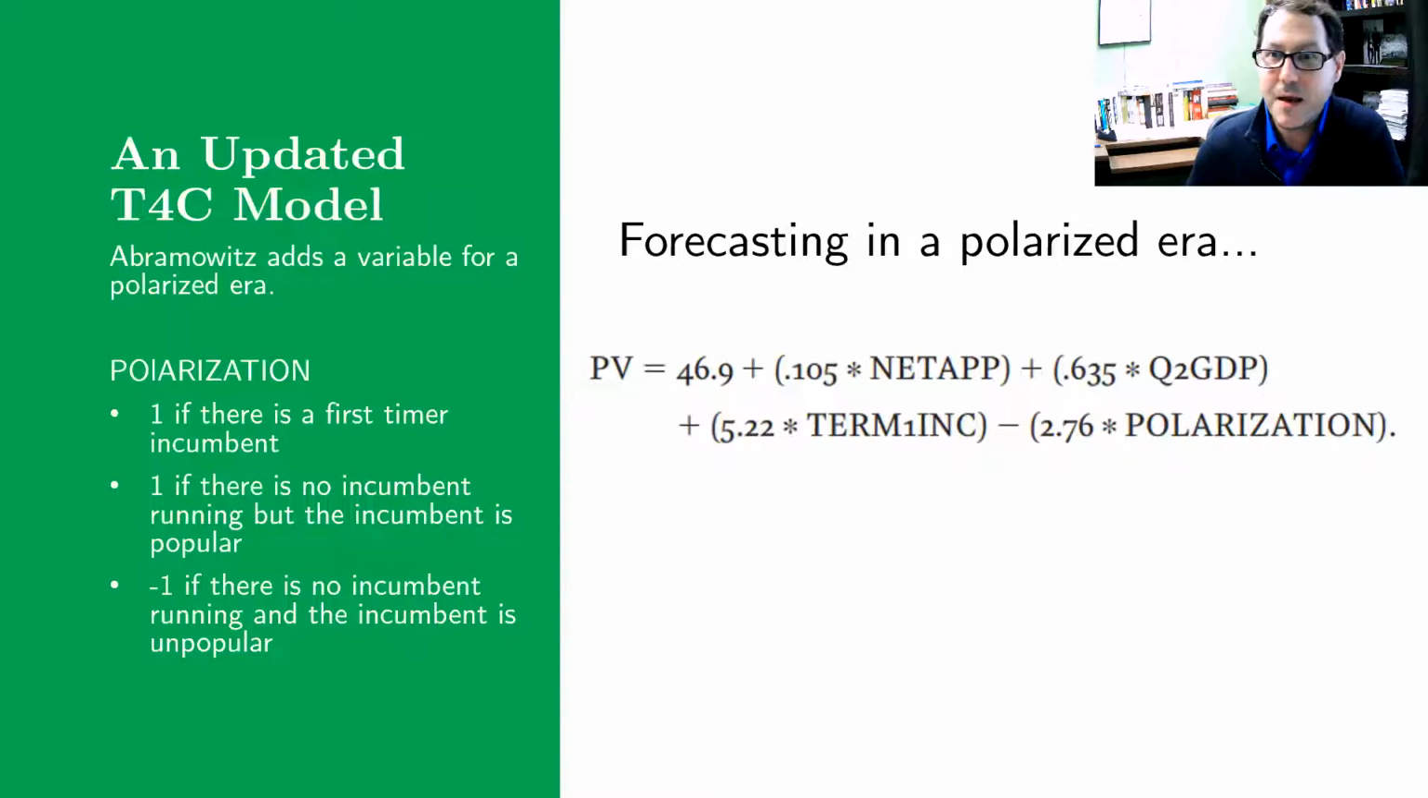And so he adds an additional variable. He adds in this polarization variable. And he says basically after 1992, the fundamentals stop mattering quite as much, right? People stop caring about whether the economy is doing well or not. Or maybe that's not true. Maybe they're viewing the economy through a partisan lens.